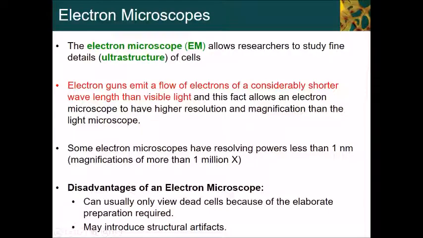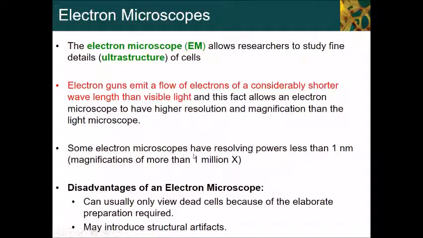So next, we're going to look at the second type of microscope, which is the electron microscope. The electron microscope allows researchers to study fine details, or the ultrastructure, of cells. Usually this type of microscope emits an electron flow, which has a shorter wavelength compared to the visible light in the light microscope, and this allows the electron microscope to have higher resolution and also better magnification compared to the light microscope.